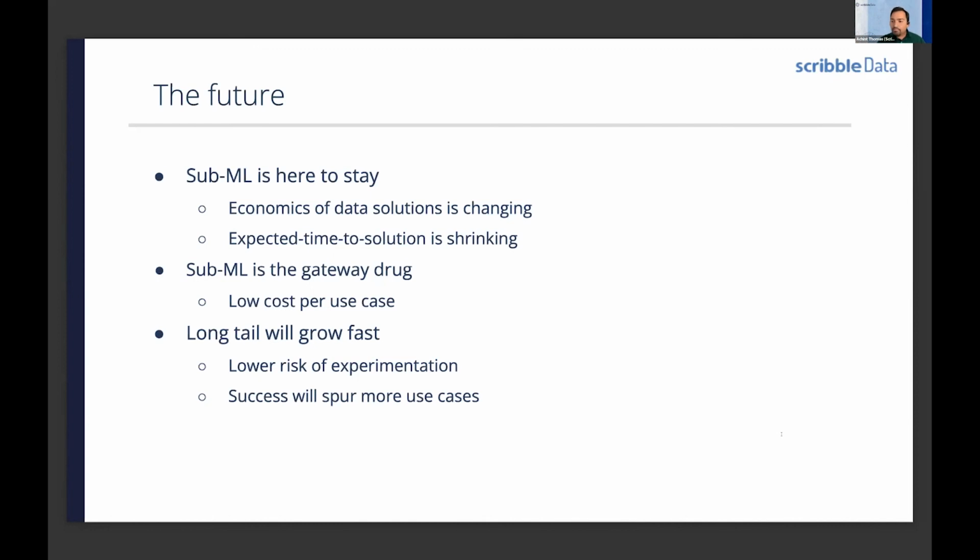And we see there's a long tail of these applications. By some estimates, 70 to 80% of the data-driven problems in an org fall under the sub-ML category. And the fact that there's such low cost and low risk to experimentation would have organizations experiment with more and more sub-ML use cases.